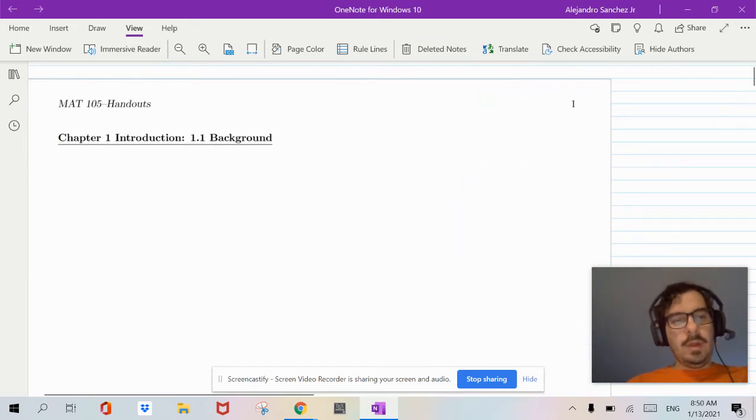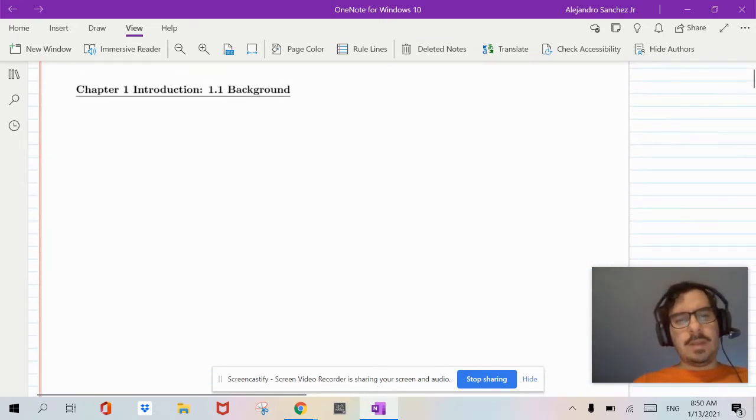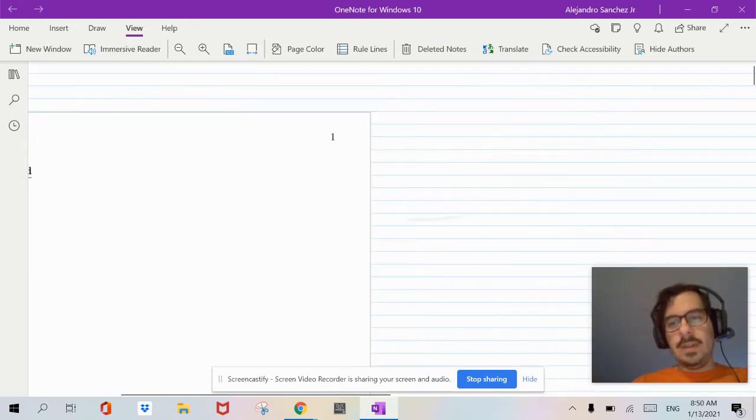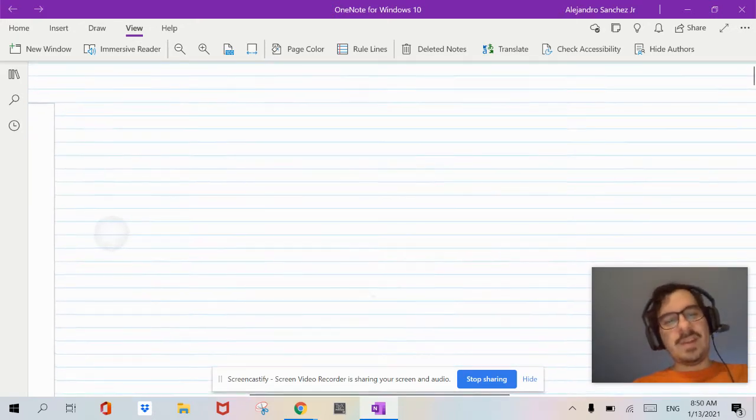Okay, so you can write it on here. I have this blank here. I'm just going to write it off to the side because it helps me stay organized.